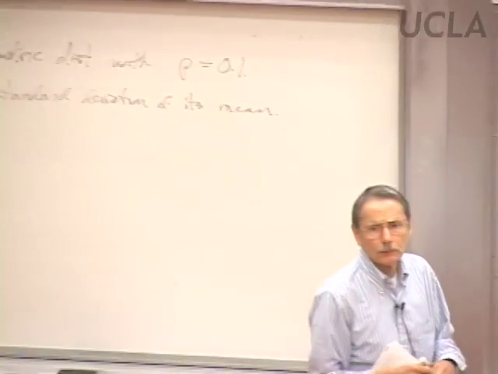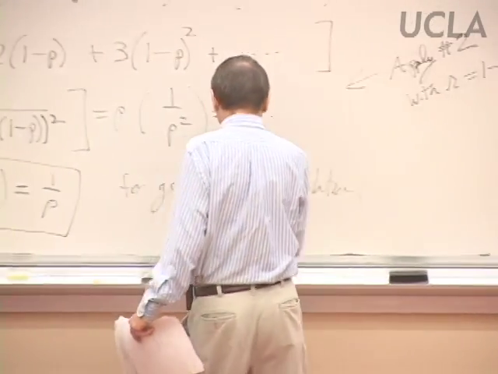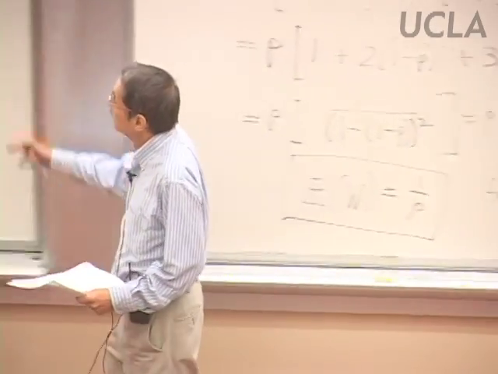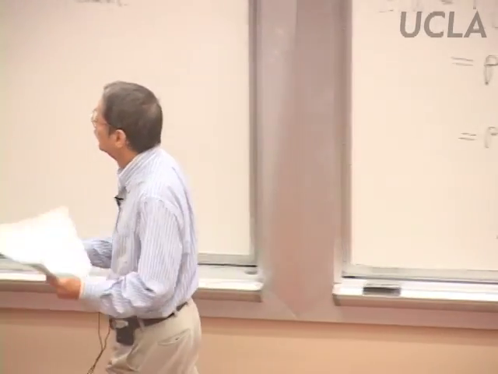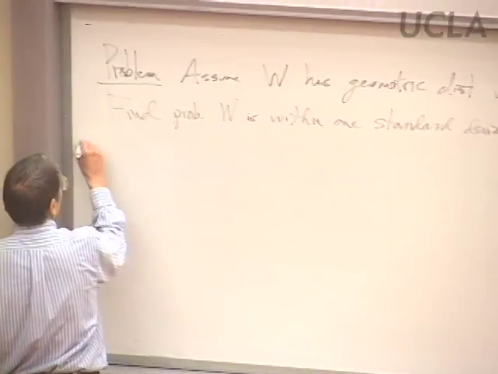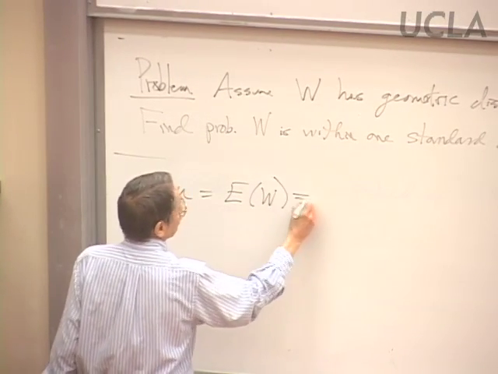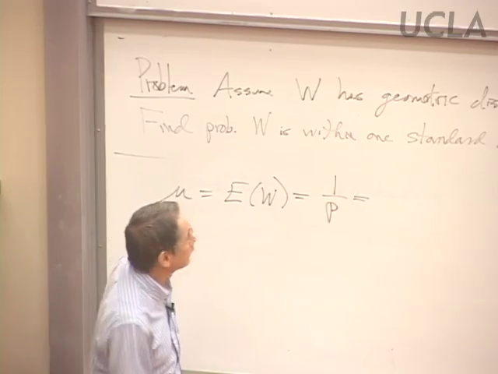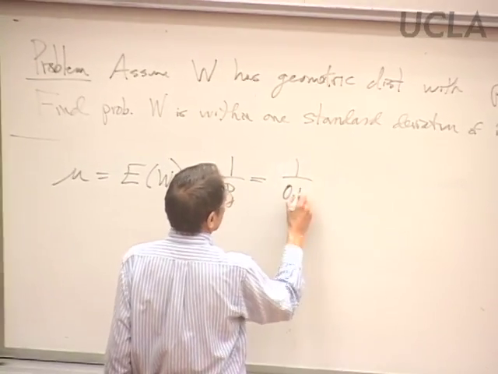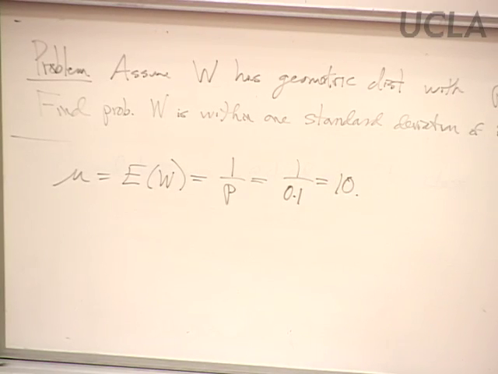A problem we've done before in other situations. So let's see what we get here. First of all, what is the mean? Well, we have a formula for the mean. It's 1 over 0.1. Yeah, the mean is 10. We expect 10 trials to get our first success.